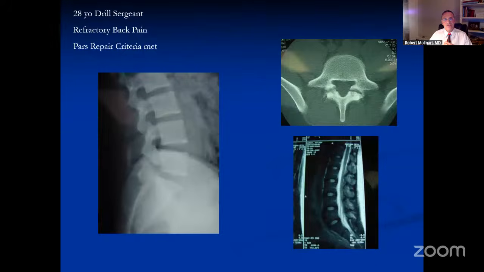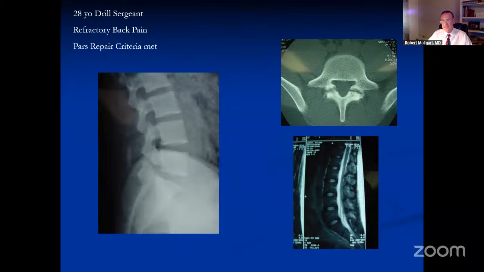This is an example from my practice when I was in the Army. It's a 28-year-old drill sergeant who was on the verge of getting kicked out of the Army because he had intractable back pain. He had physical therapy, he had injections, and he just couldn't pass his PT test. And if you look at him, he's got spondylolysis at L5, but he's got a perfect disc at L5S1. I thought this guy was a great candidate for a pars repair, a great motion sparing operation.